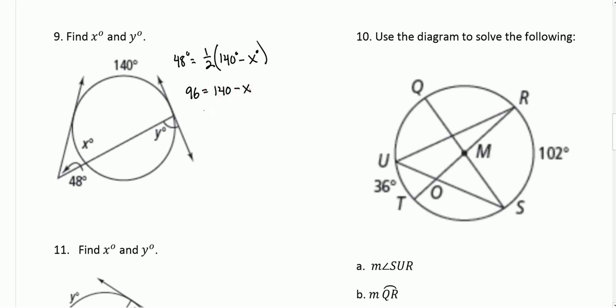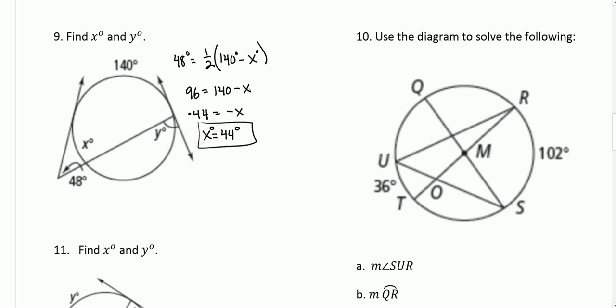Subtract 140. I get negative 64 is equal to negative x. No, that's wrong. Not 64. That should be 44. And so x has got to be positive 44. Or we could say x degrees is positive 44 degrees.